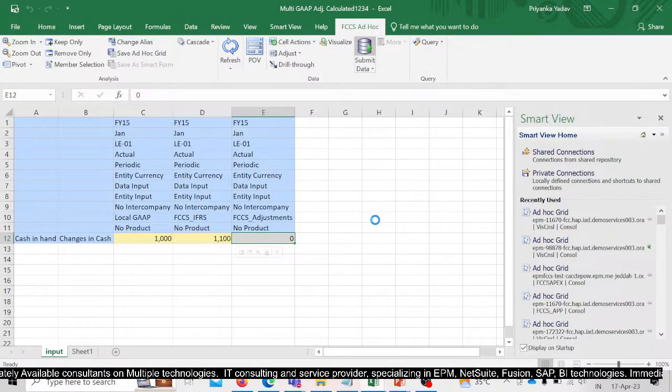This is when the Multi-GAAP adjustment is selected with the calculated option. So the difference of IFRS and local GAAP goes to adjustment. And so I hope Multi-GAAP is clear to all.